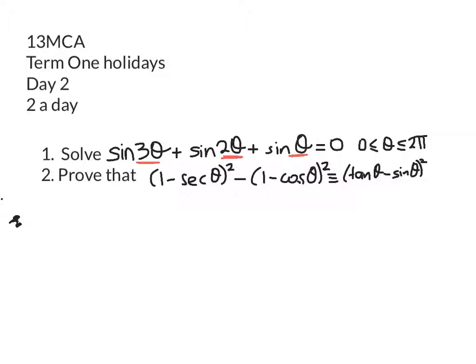The next one is just the trig identity to prove that the left hand side equals the right hand side. There are a couple of different ways to do that one. There's not really much hard trig in it, but it gets a little bit messy. So pause the video and have a go at both of those, and then I will go through them.